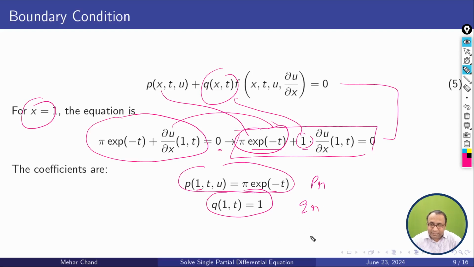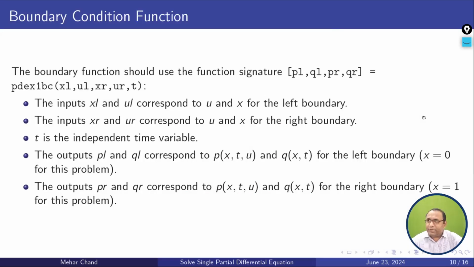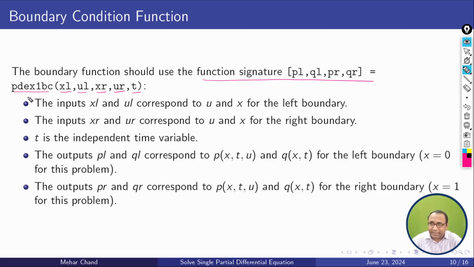These are the symbols which we use in the MATLAB syntax. Now the boundary function should be used for the function signature. We have here pl, ql, pr, qr, which are the output arguments, and xl, ul, xr, ur, t, which are the input arguments. The function is pdex1bc, where bc is used for boundary condition, and pde is the partial differential equation, example 1. This is the name of the function which we will save in MATLAB.